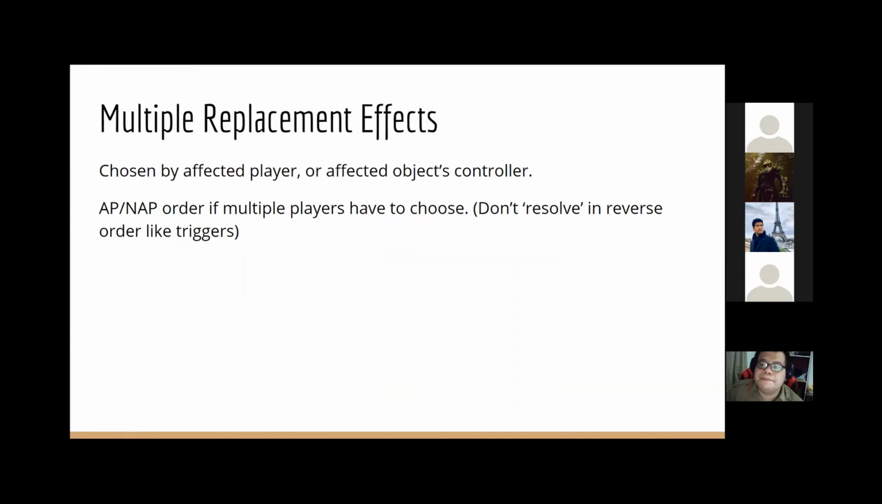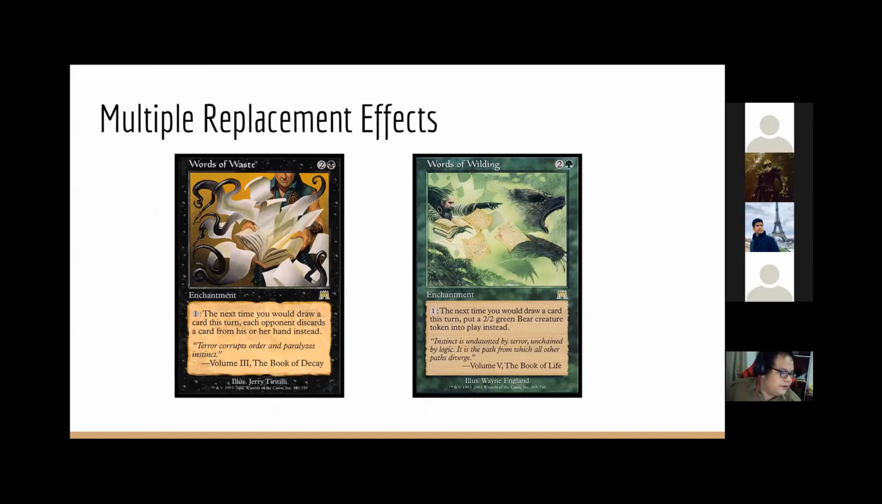For example, this is one of my favorite Commander cycles, the Words cycle. Let's say you activate both of these. Words of Wasting says that the next time you draw a card this turn, instead each opponent discards a card, and you have Words of Warding: next time you draw a card this turn, instead you create a 2/2 Bear token. What happens if you activate once on each of these two, and then there is an effect that allows you to draw a card? Since you are the affected player, you get to pick one and only one of the replacement effects to use. Let's say you choose to create a Bear token. Words of Wasting still has the replacement effect there, and you won't get to apply it unless you have another effect that allows you to draw a card this turn.